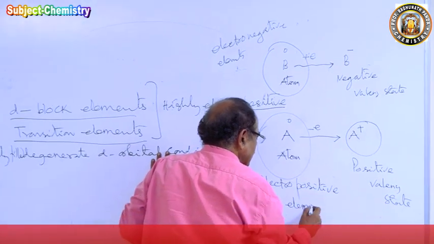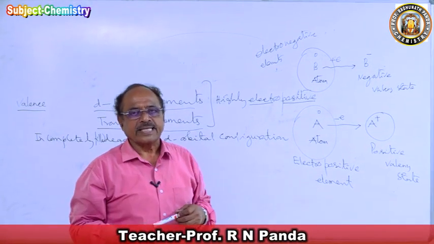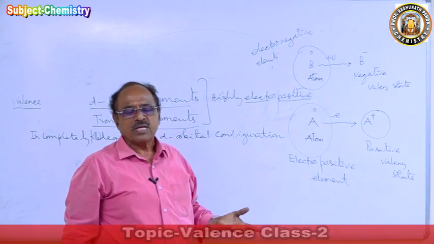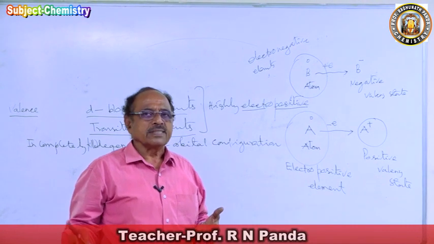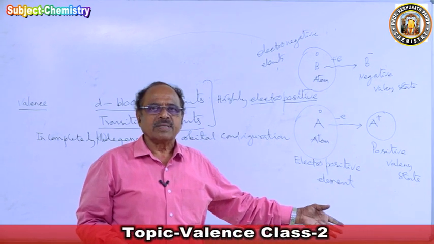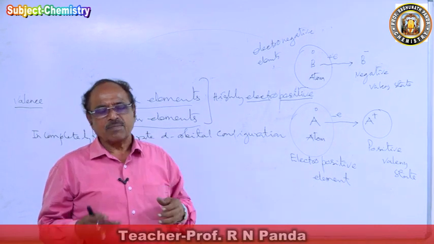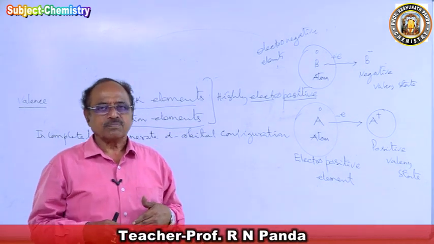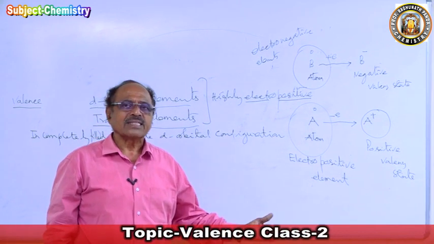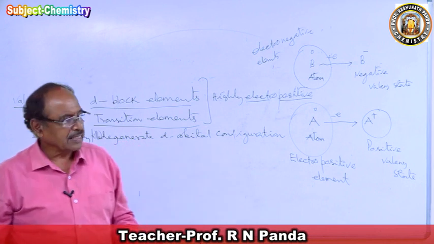I have been telling you, children, that language is the best thing which gives us the understanding. So these are the language of chemistry: electropositive, electronegative. Those atoms of the elements that give electron, take part in chemical combination, form positive ion, are called electropositive elements, exhibit positive valency state. And all those atoms of the elements that take electron, form negative ion, electronegative ion, are called electronegative elements. They exhibit electronegative valency state.